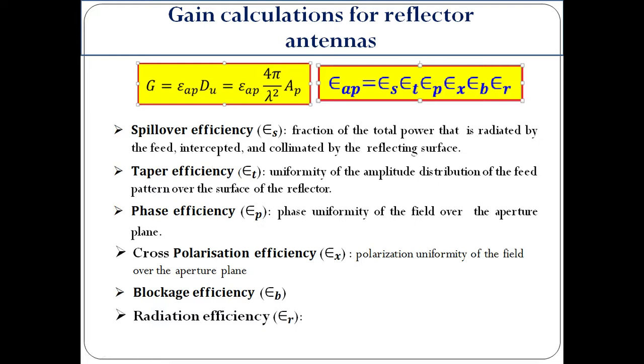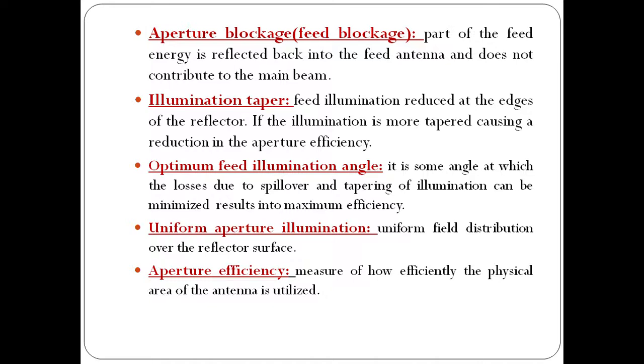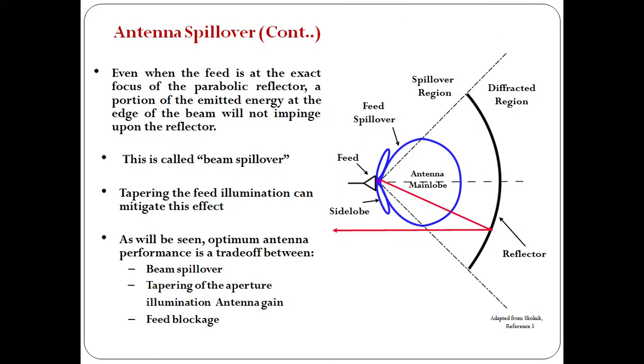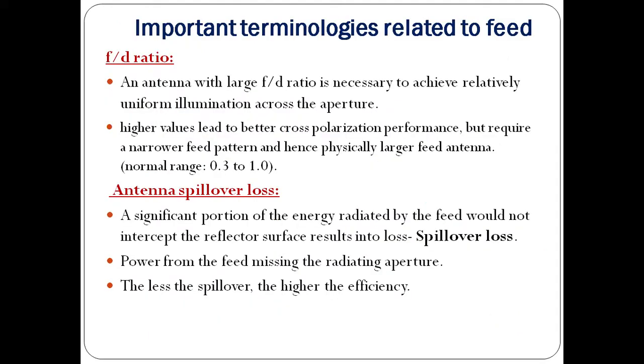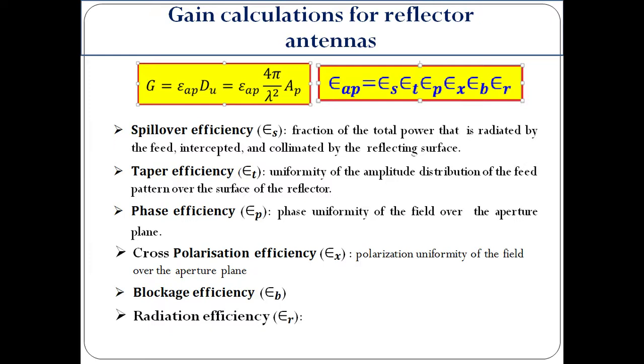If the energy radiated by the feed is not impinging upon the reflector, or if power from the feed is missing the radiating aperture, that results in spillover. If there is more spillover, then spillover efficiency is low. If there is no spillover, then spillover efficiency is maximum. What is the meaning of spillover efficiency then?